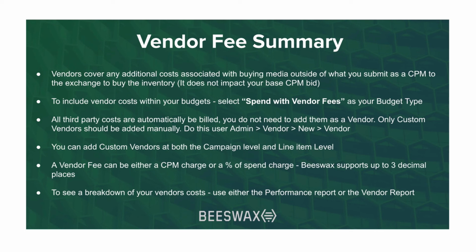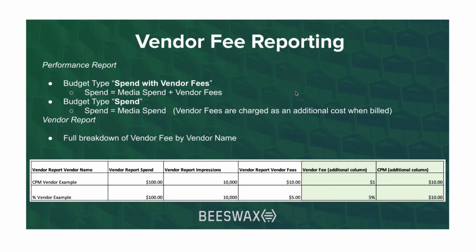To see a breakdown of your vendor costs, you can use either the performance report or the vendor report. To summarise the reporting, you have the performance report, which will show you the overall spend. If your budget type on the campaign and line item is selected as spend with vendor fees, then you should expect your spend column to be equal to your media spend column plus the vendor fee column. If your budget type is spend or impressions, then you should expect the spend column to equal the media spend column. Your vendor fee column will also be included, but this will be charged additional.